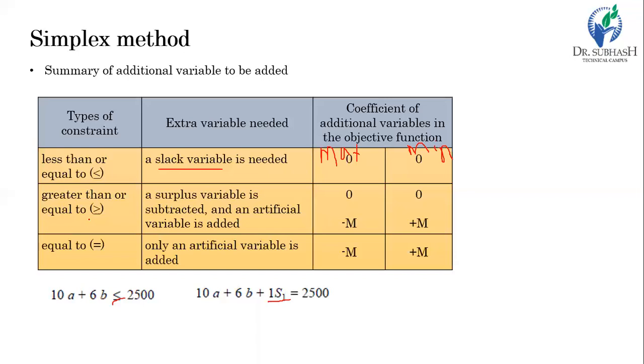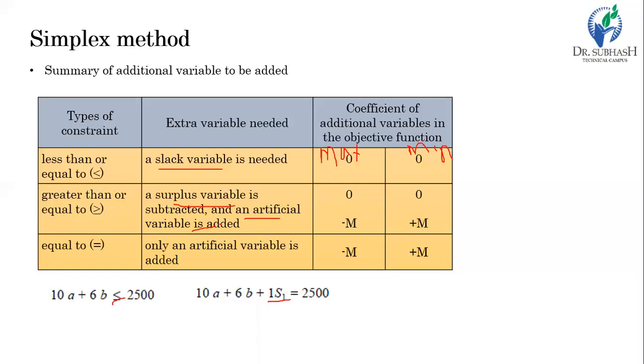Now move on to the second type of constraint, which is generally a greater than or equal to type constraint. In this case, a surplus variable is subtracted and an artificial variable is added. Why this artificial variable is added, we will see at the time of solution of the problem, because when you only subtract a surplus variable, then it will create an infeasible solution. So to remove the infeasibility, we have to add an artificial variable, which we will see when we face the problem of a greater than or equal to type constraint.